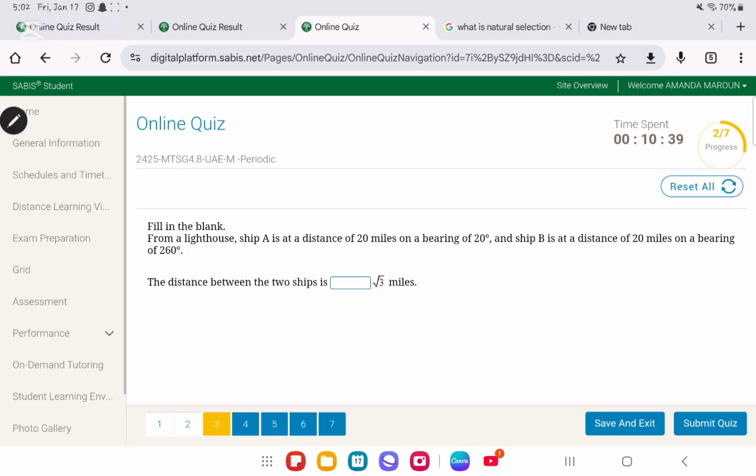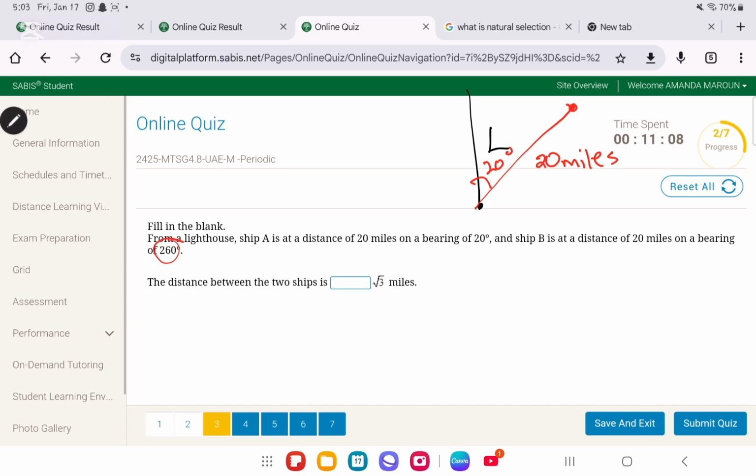So let us do this again. We have a lighthouse. We are going to call this L. Let me draw a proper line, L, okay? There is ship A from the lighthouse at a distance of 20 miles and a bearing of 20 degrees, so we can say ship A is over here. It has 20 miles and a bearing of 20 degrees. And ship B is at a distance of 20 miles, however, a bearing of 260.